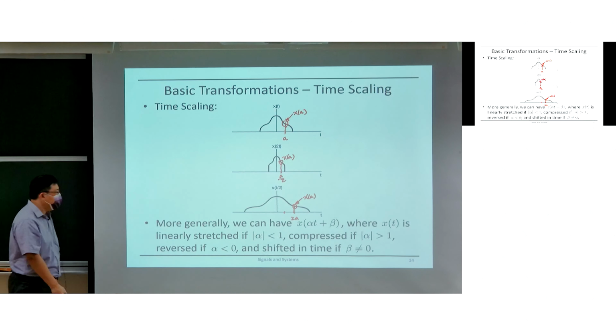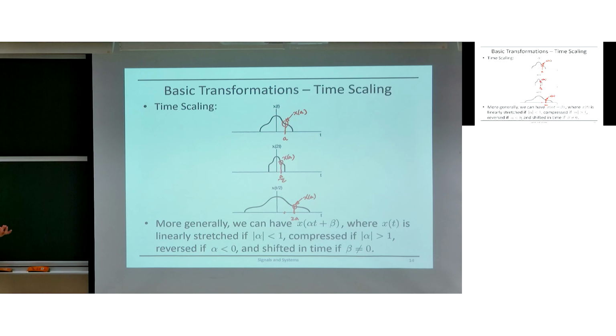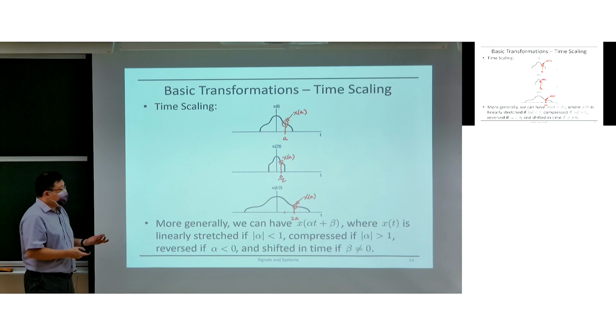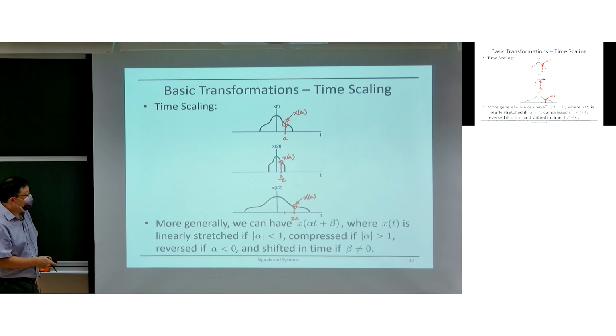More generally, you can represent these 3 types of basic transformations in a simple form of x of alpha t plus beta, where beta represents the time shift, and alpha, depending on whether it's greater than 1 or less than 1, either compresses or stretches the signal. And depending on whether alpha is greater than 0 or less than 0, you may have a time reversal or not.